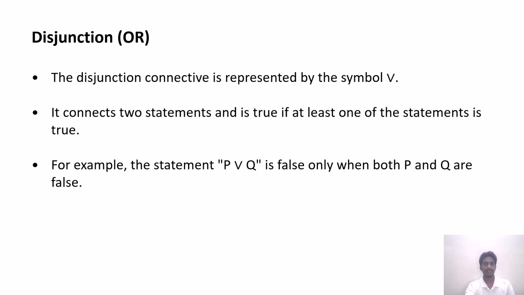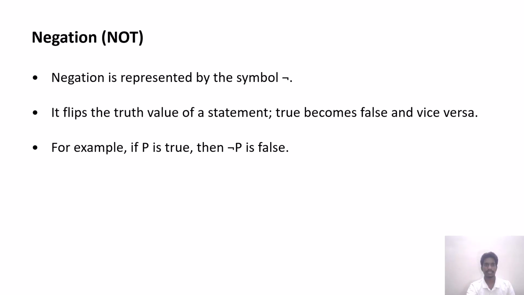Next, disjunction. The disjunction connective is represented by the symbol ∨. It connects two statements and is true if at least one of the statements is true. For example, the statement P ∨ Q is false only when P and Q are both false. Negation, also known as NOT. Negation is represented by the symbol ¬. It flips the truth value of a statement. True becomes false and vice versa. For example, if P is true, then ¬P is false.